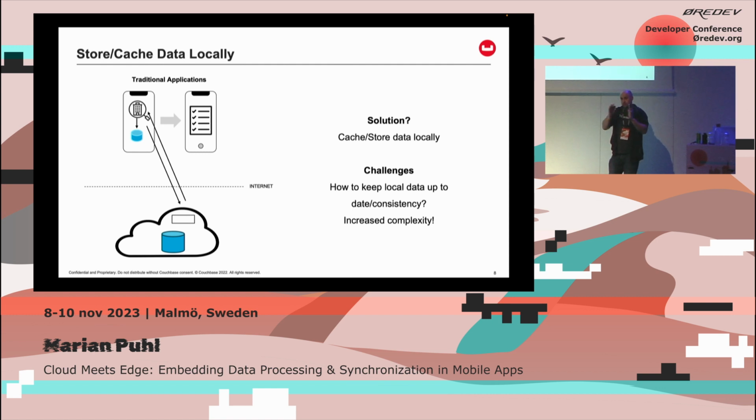We have a better user experience because now the application, since we work towards the local data, will be significantly faster and will work even if there's no connectivity. But all of a sudden, we have to worry about how we keep this data up to date. How do we guarantee that the data on the device is consistent with the data on the cloud? And also, we are adding complexity to the application, right? So that needs to be handled and managed.